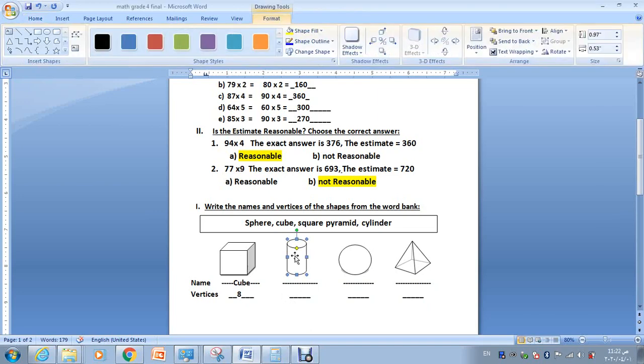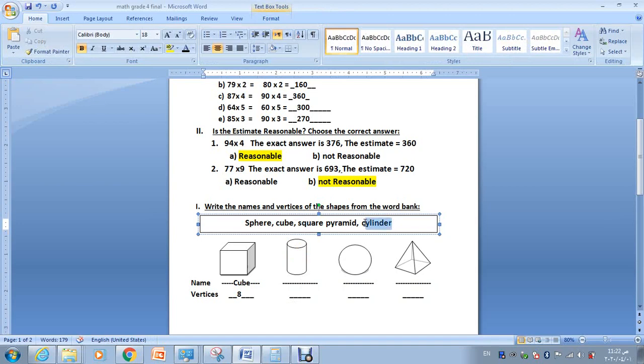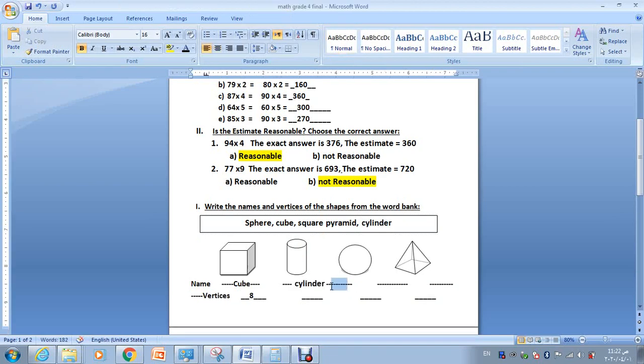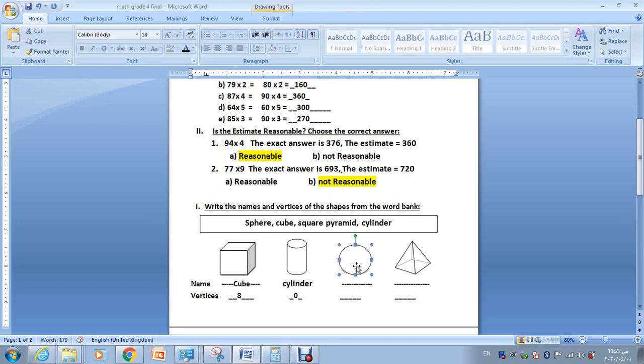Now what shape is this? Is it sphere, square, pyramid, or cylinder? It's cylinder, of course. So this shape is cylinder. Okay, and how many vertices are in cylinder? 0 vertices. Remember from the lesson, it was 0 vertices. It had no vertices.